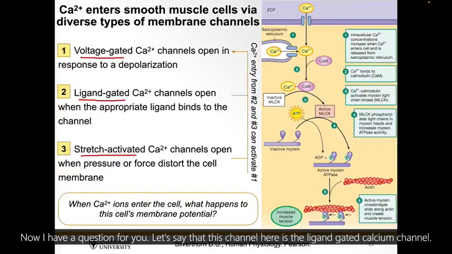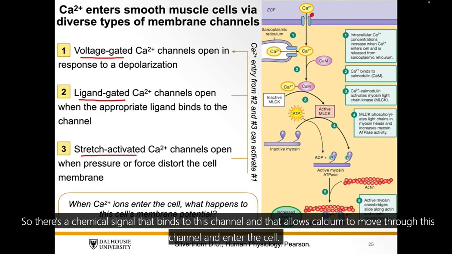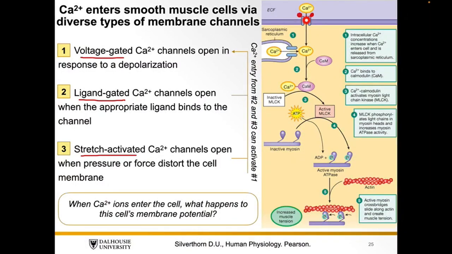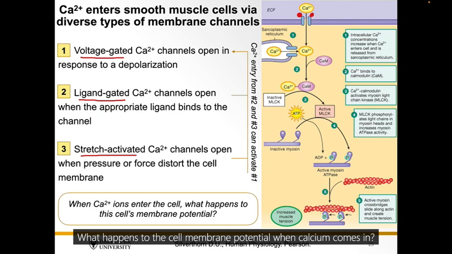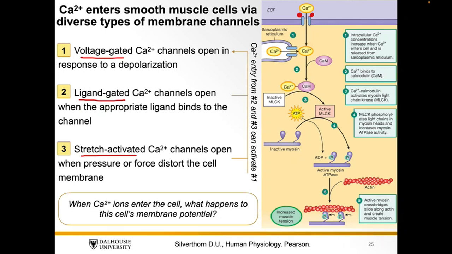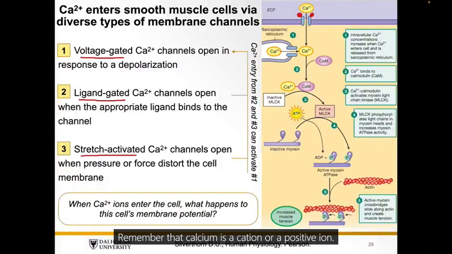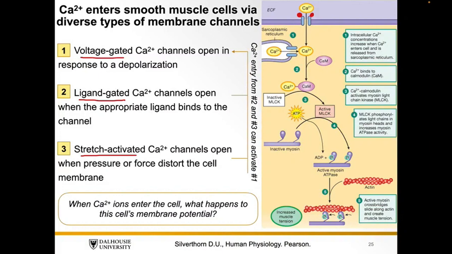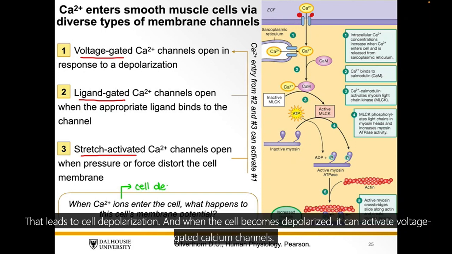Now I have a question for you. Let's say that this channel here is a ligand-gated calcium channel. So there's a chemical signal that binds to this channel and that allows calcium to move through this channel and enter the cell. What happens to the cell membrane potential when calcium comes in? Remember that calcium is a cation or a positive ion. So when calcium ions enter the cell, it actually depolarizes the cell. That leads to cell depolarization.